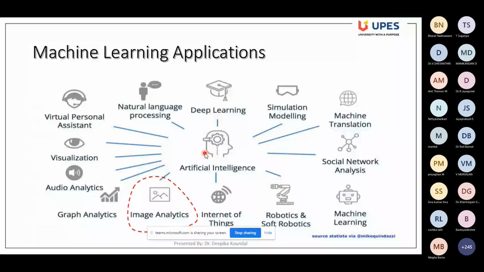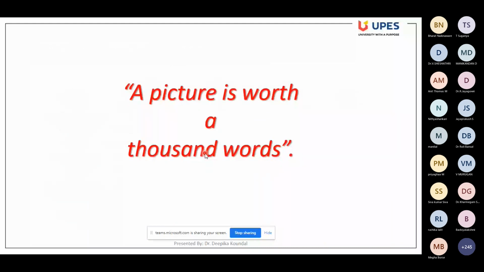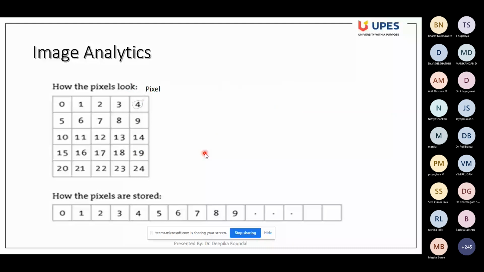Here we can see a number of applications of machine learning, but today we are going to focus only on image analytics. So what is an image? As we know, a picture is worth 1,000 words. A picture is a two-dimensional matrix. It depends upon whether your image is 2D, 3D, 4D, 5D, whatever dimensions, but on basic grounds, an image is represented in the form of a 2D matrix.